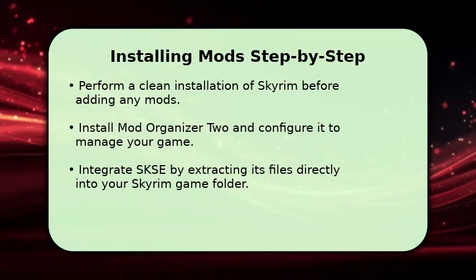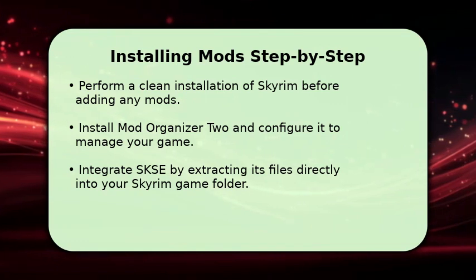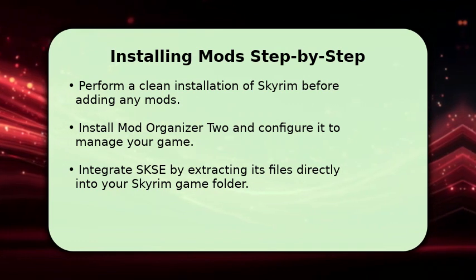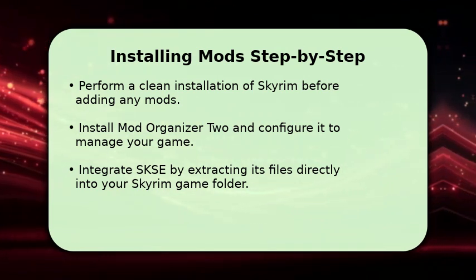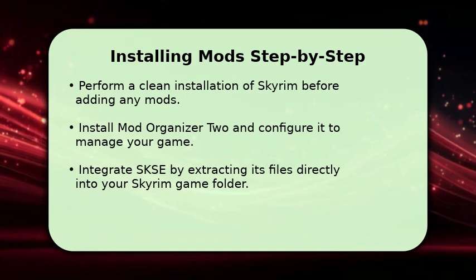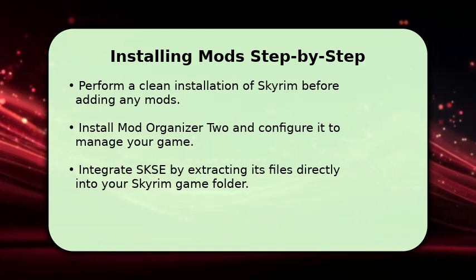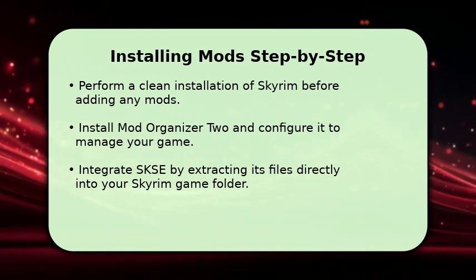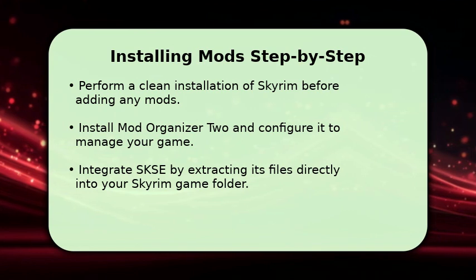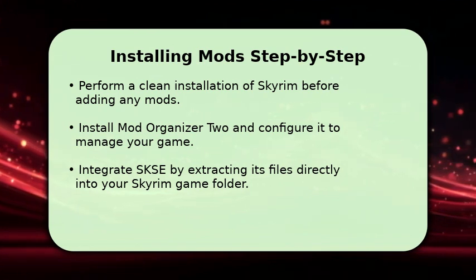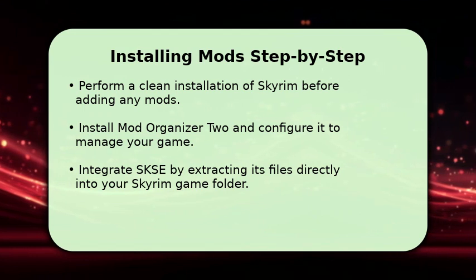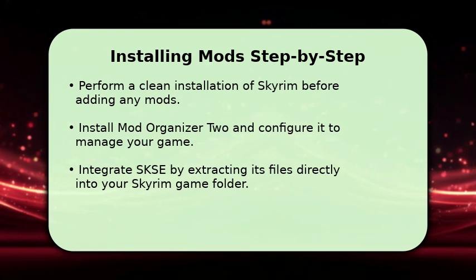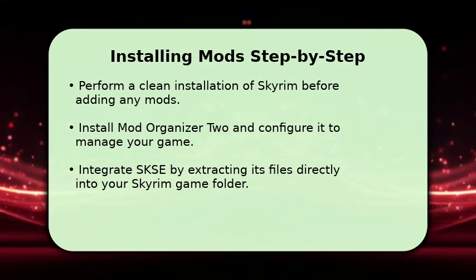First, ensure you have a completely clean installation of Skyrim. Next, install Mod Organizer 2 and set it up for your game version. Then, install SKSE by extracting its contents directly into your main Skyrim game directory, where the game's executable is located. When downloading mods from Nexus Mods, always choose the Mod Manager download option. Once downloaded, activate the mods within Mod Organizer 2's left pane. Finally, run LOOT to automatically sort your plugin load order, which is critical for game stability.